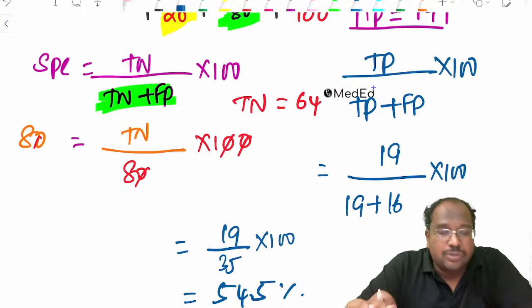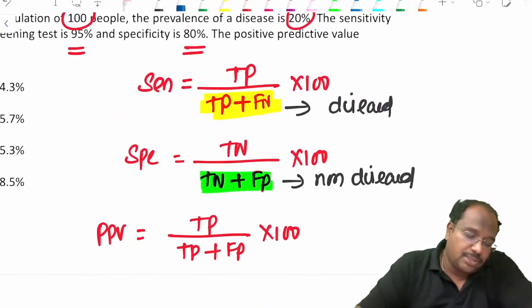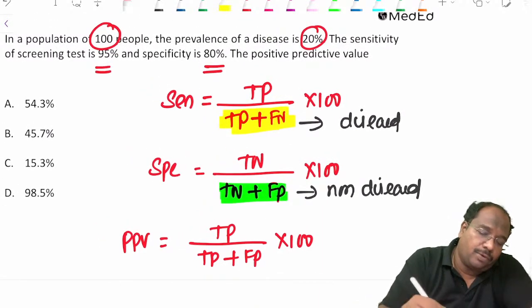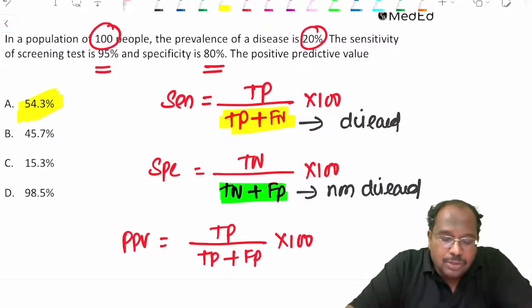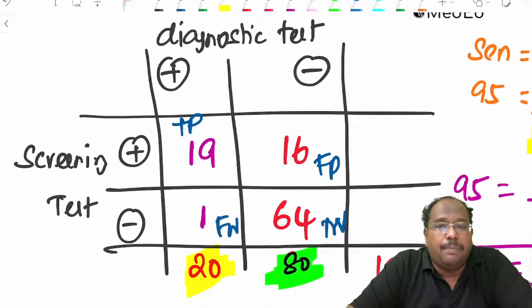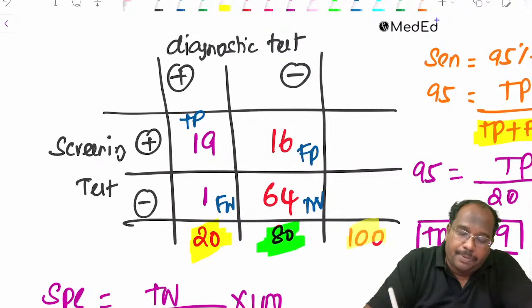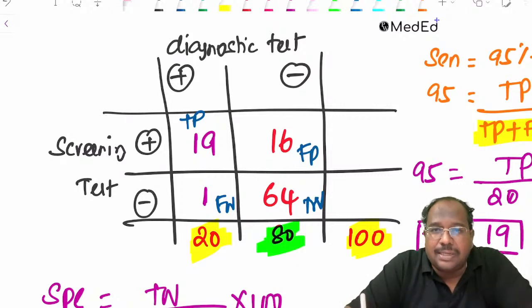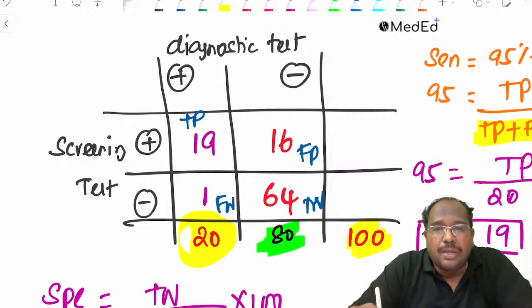I'm repeating again. The answer for this question is around 54.54. Roughly, this is the answer. First you make this table. Fill up the total number of people, which is given as 100. Out of 100, the disease prevalence is 20%, so you put 20. Remaining is 80. Now substitute it in the formula.